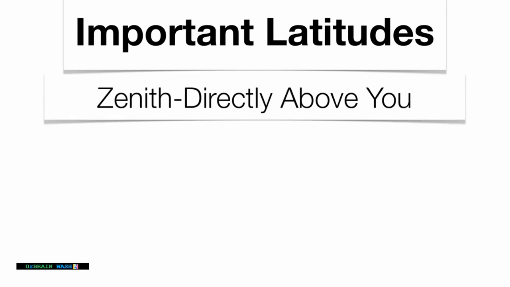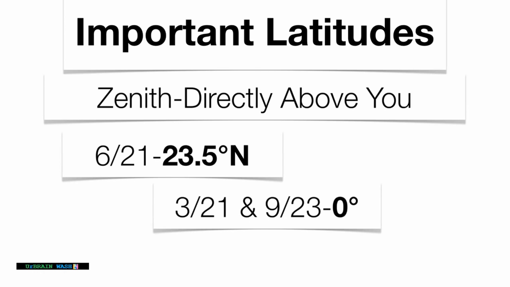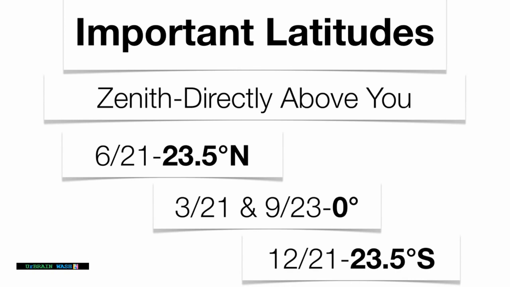The reason is because you need to know where the sun is going to be at the zenith on those four basic dates. Zenith is going to be the point directly above you, giving you sun's energy at about a 90-degree angle. So on June 21st, the Tropic of Cancer is going to have the sun at the zenith. On March 21st and September 23rd, the equator is going to have the sun at the zenith. And then December 21st, the Tropic of Capricorn, the sun is going to be at the zenith there.